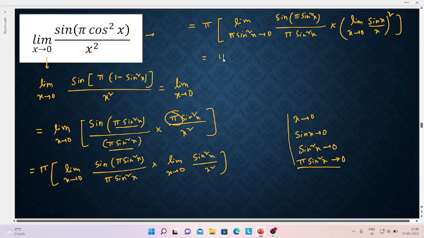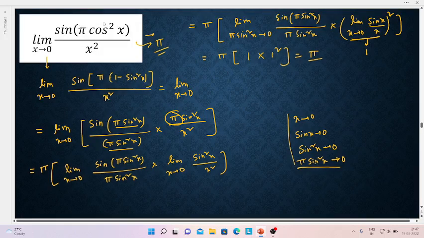Now you can see that this particular thing is equal to 1, and this particular thing is also equal to 1, because this is exactly the formula we did. So that becomes 1 square, and 1 times 1 square is nothing but 1, and pi times 1 is nothing but pi. So the value of this question, limit x tends to 0 of sin(pi cos square x) upon x square, is pi.